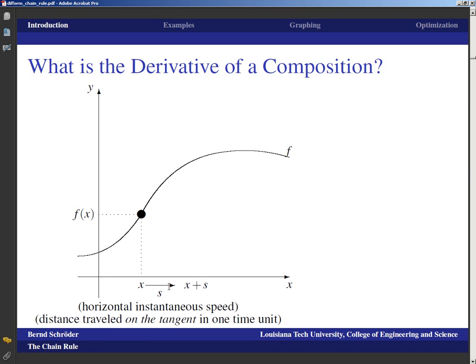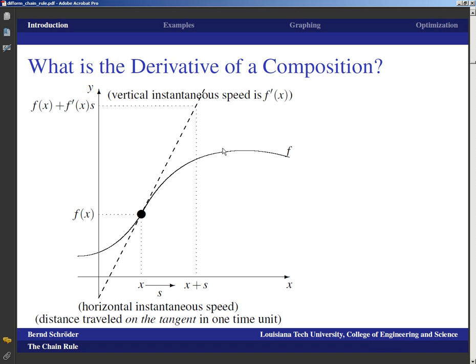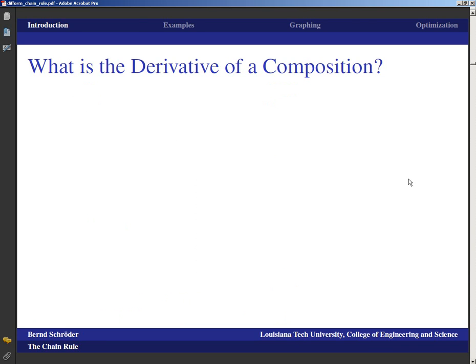So on the tangent, or overall, we would go from x to x plus s, and instantaneously at this stage that looks to the particle that is traveling along this function as if we're going on this tangent from x to x plus s. And that would mean we would end up at f of x plus f prime of x times s. And so the vertical instantaneous speed, if we're looking at a horizontal instantaneous speed of 1, would be f prime of x. So again, the derivative is a multiplicative factor for the speed, and it's turning horizontal speed into vertical speed.